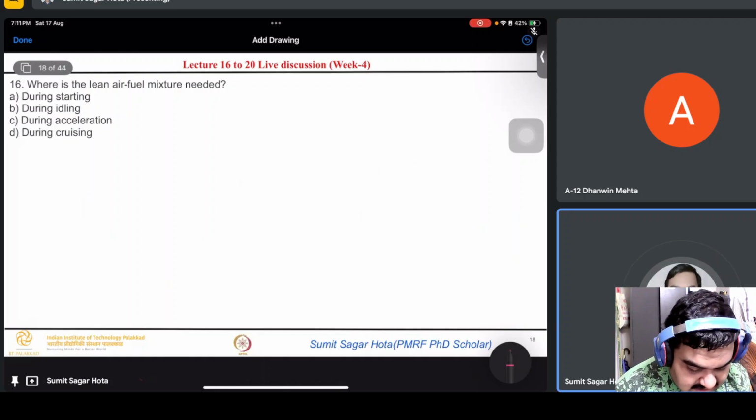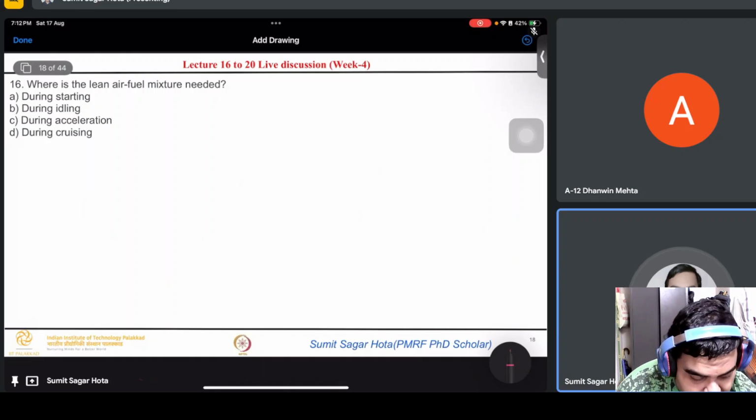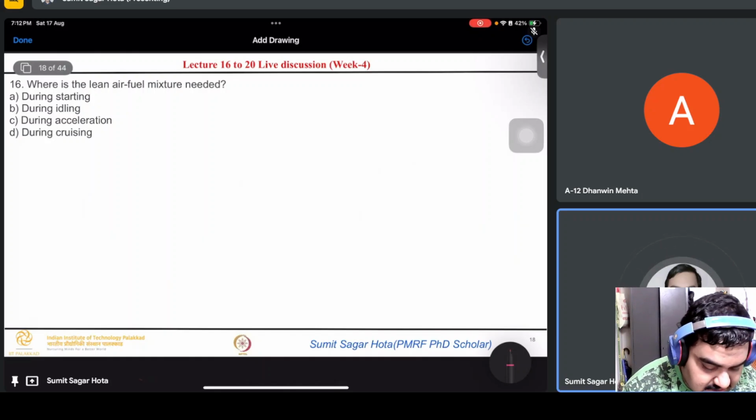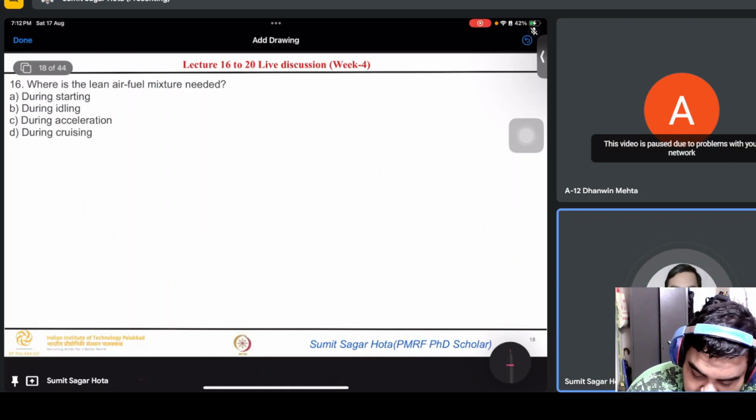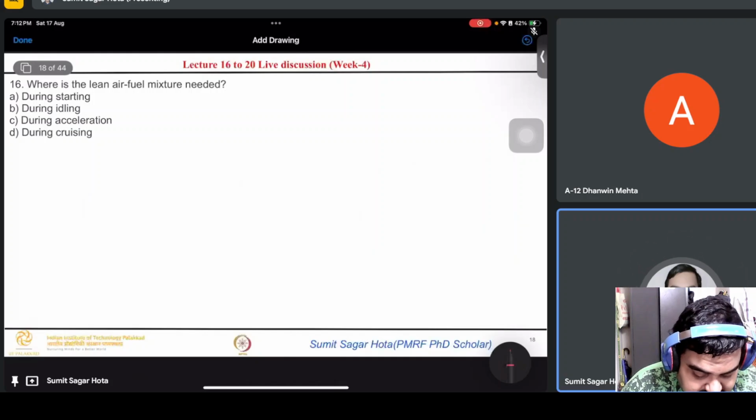Where is a lean air-fuel mixture needed? A lean air-fuel mixture is needed where weight is a big concern, and where the speed is nearly constant and there is no requirement for a higher or lower amount of fuel to increase or decrease the velocity. In those cases a lean air-fuel mixture is needed, and the best option is cruising.